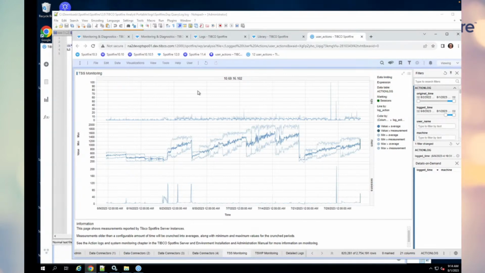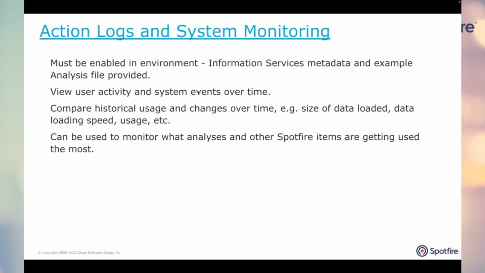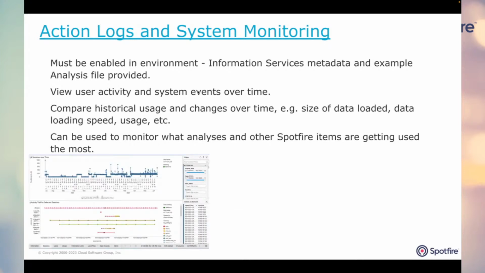So the user action logs are really critical. It's useful to turn those on. You can get historical information, so you can see how analysis files might have changed over time as far as the size of the data that they use, or the speed of loading, or how many users are using an analysis file. Or users actually using an analysis file that's in your environment.